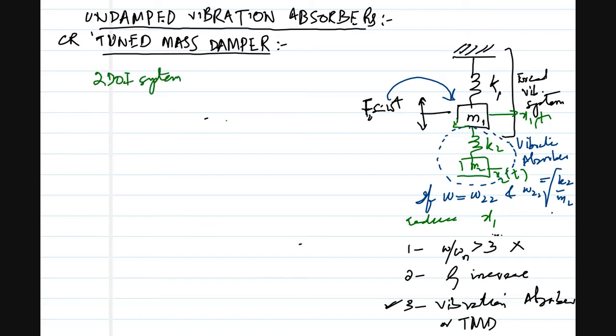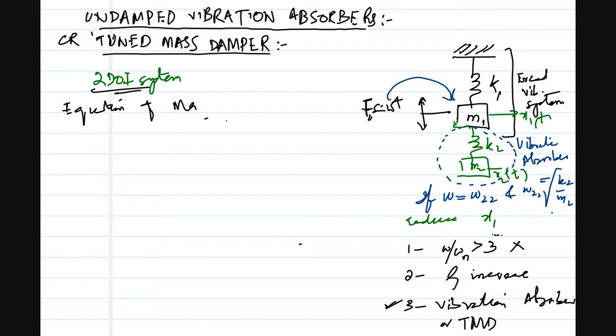Initially it's a 1 DOF system because there is only M1 and K1. By adding an absorber, which is nothing but K2 and M2, the stiffness and the mass, the system becomes a 2 degree of freedom system. Now to write the equations, it's the same method that we use in the normal mode analysis.